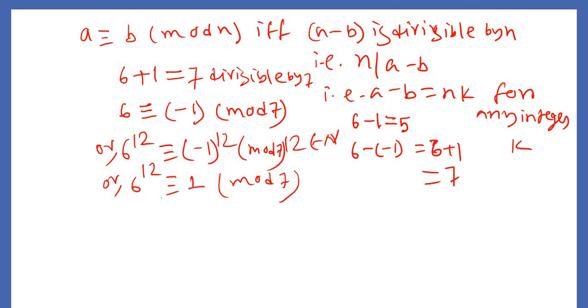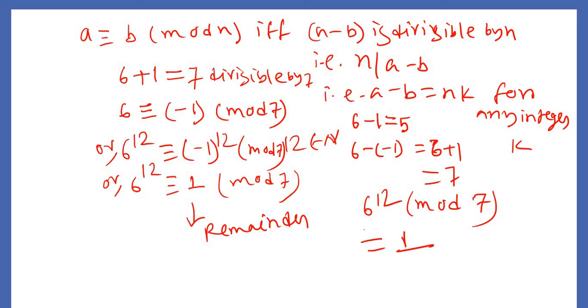That means when you divide 6 to the power 12 by 7, then 1 is the remainder. Therefore, the value of 6 to the power 12 mod 7 is what? 1. Right? Very simple now. You just have to understand the approach of the question, and if you solve more questions related to this topic, that will help you understand the overall scenario. I hope you have understood how we have solved this question. Therefore, the value of 6 to the power 12 mod 7 is 1. Okay.